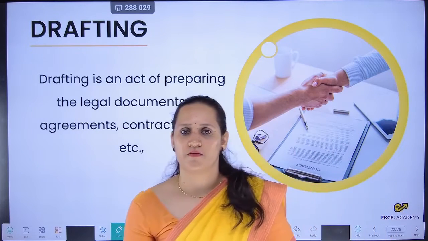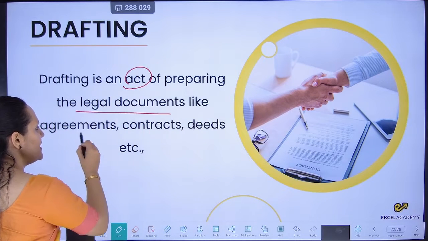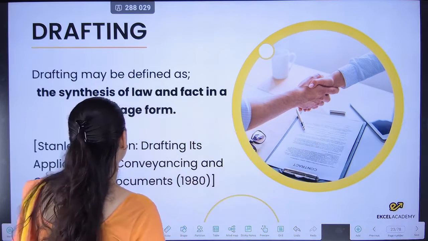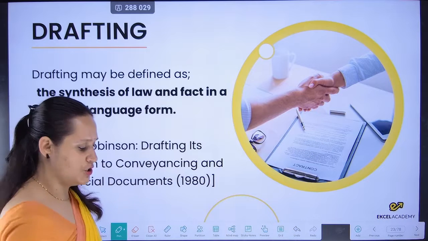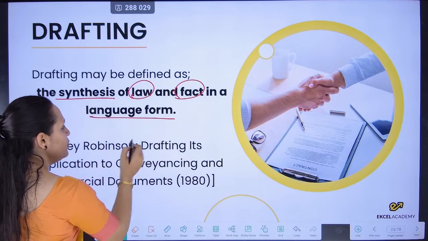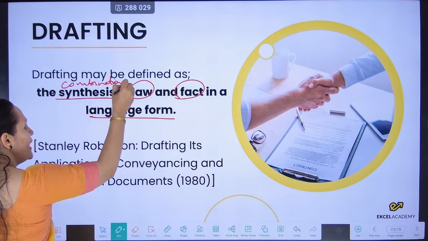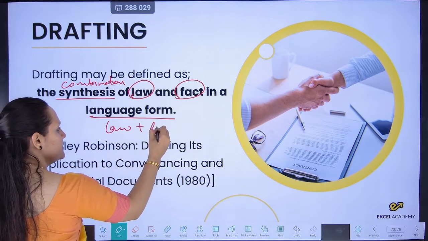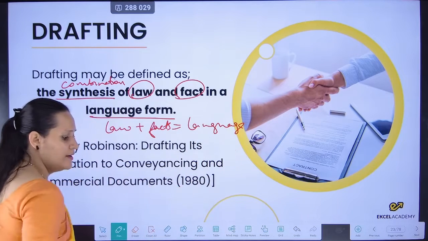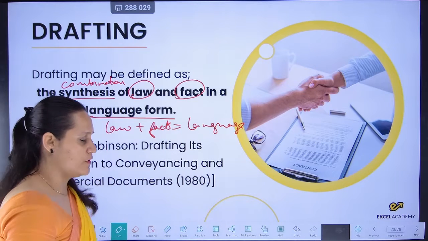Going to what is drafting and what is conveyancing. Drafting, all of us know, is an act of preparing legal documents like agreements, contracts, deeds. That is what drafting is, which we have already covered. Now, going to the actual definition: it is a synthesis of law and facts put in language form. It is nothing but a combination of law and facts which are put together by using appropriate language. That is called drafting. This definition has been given by Stanley in his book.